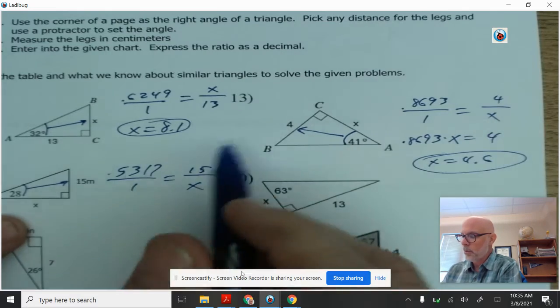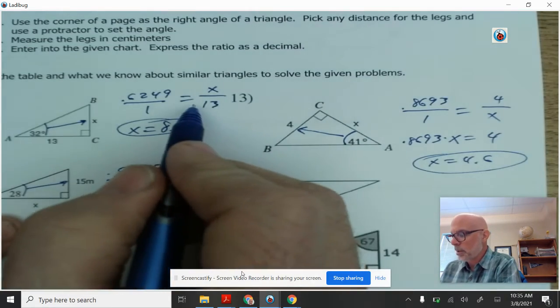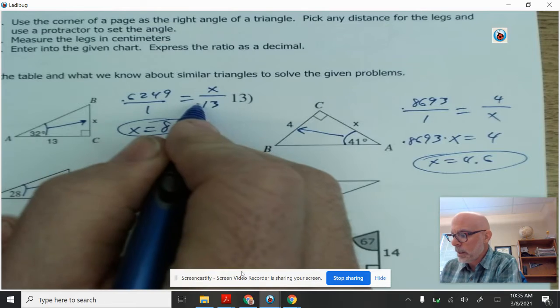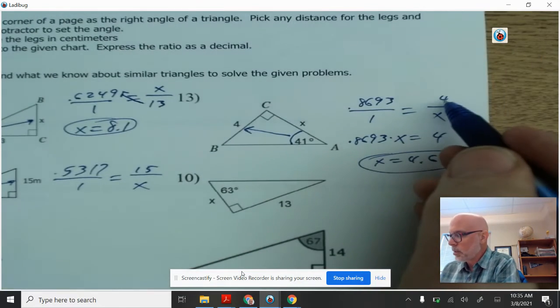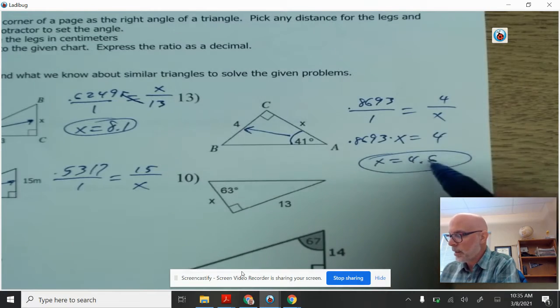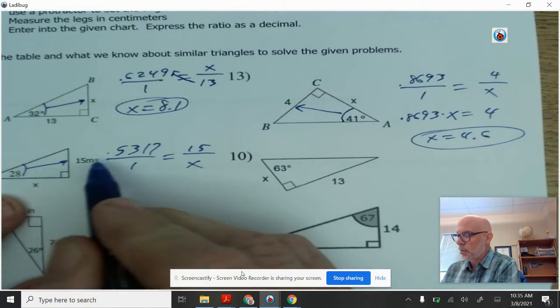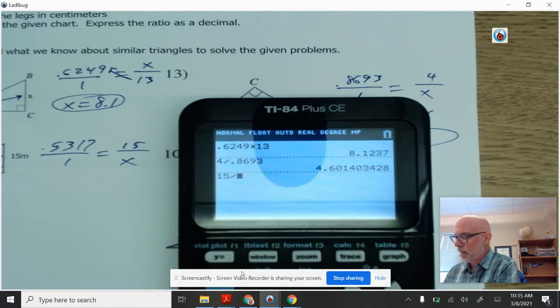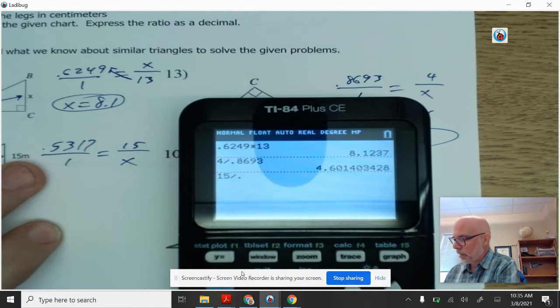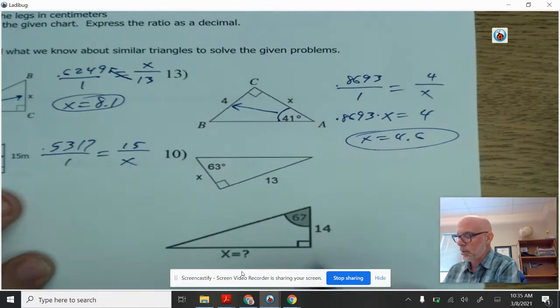Or maybe you look for the number. To me, I look for the number because I know when the number is on bottom, I'm going to straight up multiply it in my calculator. When the number's on top, I end up dividing. Right here, the number's on top, so when you do your algebra, you're going to end up dividing. So it's 15 divided by 0.5317. You can start to look for patterns to speed this up just a little bit.